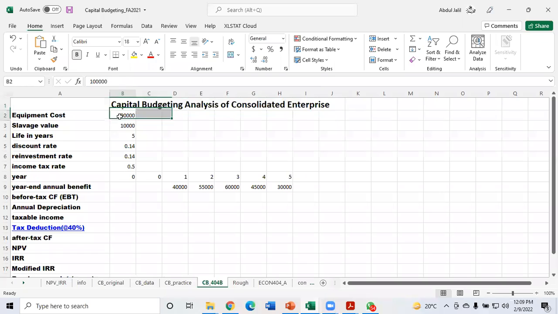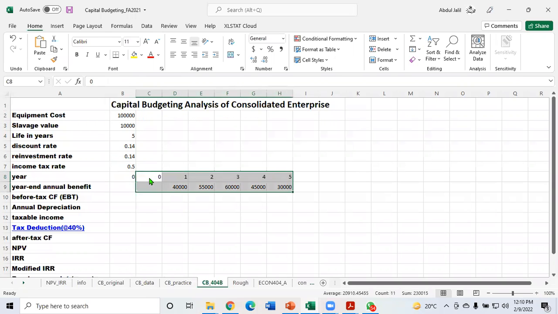Okay, this information is already available. Equipment cost is given, salvage value is given, life of the project is given, discount rate is given, reinvestment rate is given, income tax is given if there is any, and this information is given. So actually it needs to be started from this, cut and paste, right?